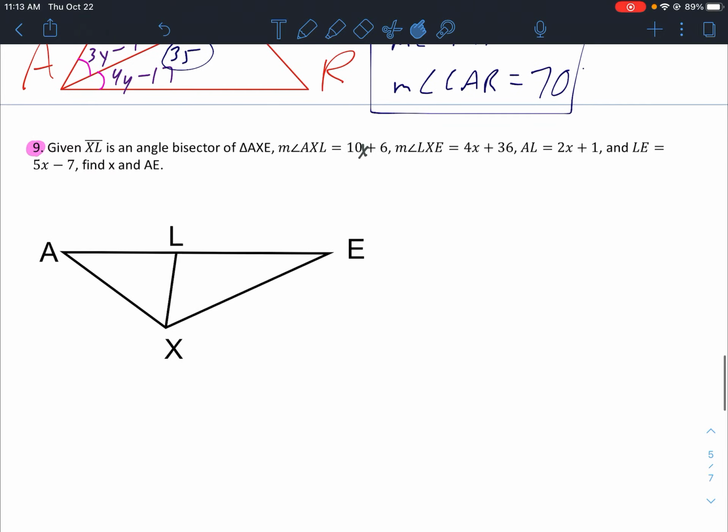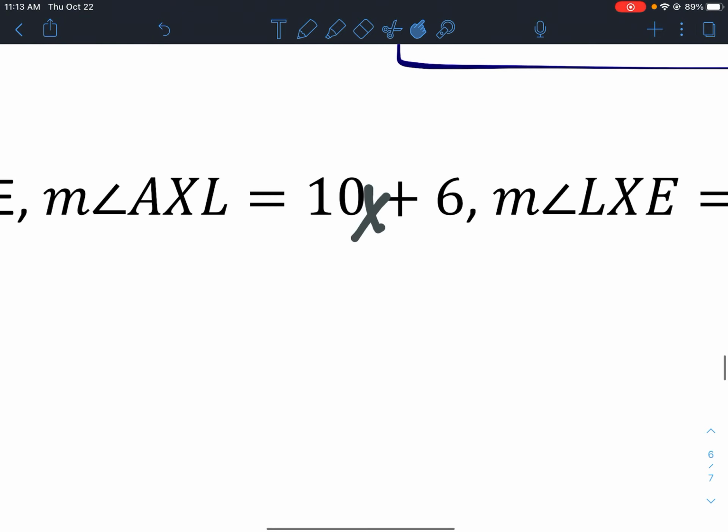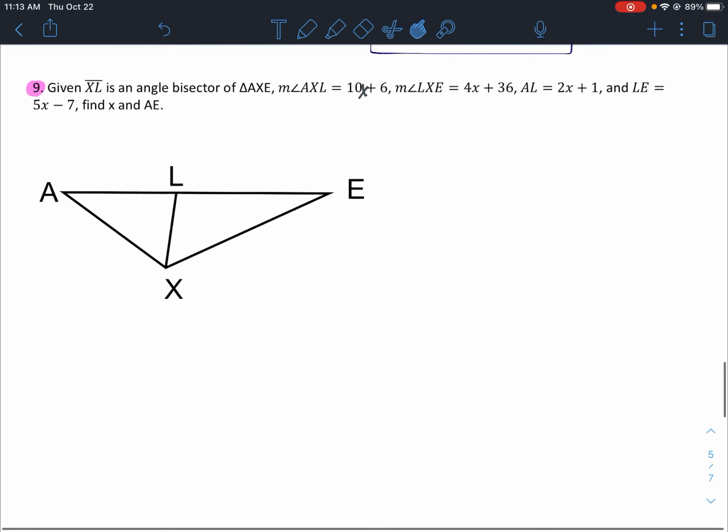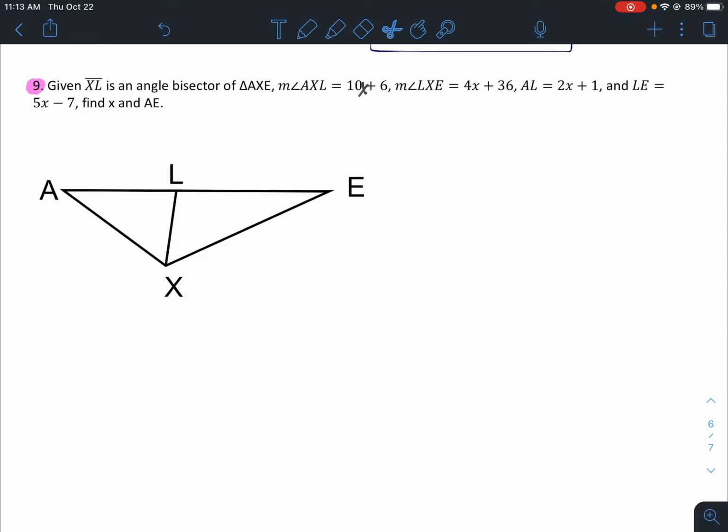All right, last one, number 9. First of all, I missed an x there. So in AXL, please put 10x plus 6. And then when you're ready, go ahead and try number 9. Come back when you have finished to check your answers.